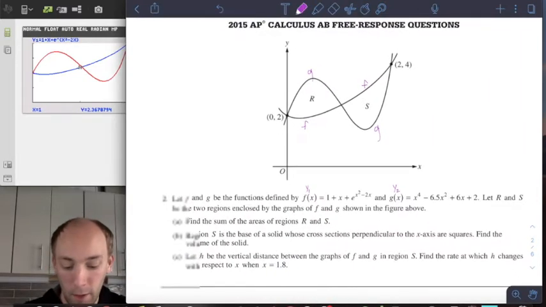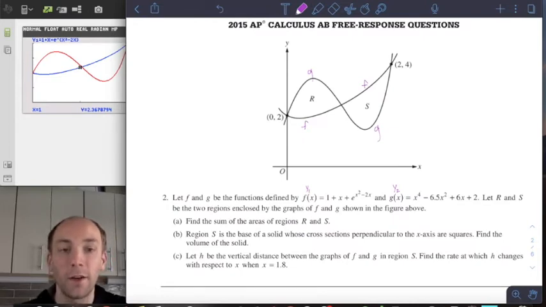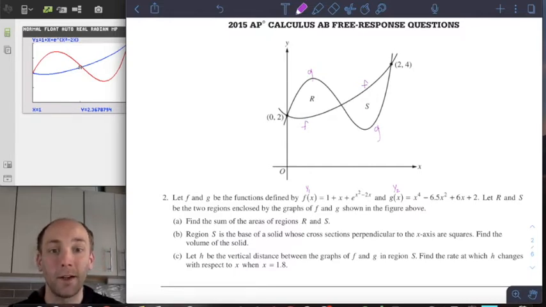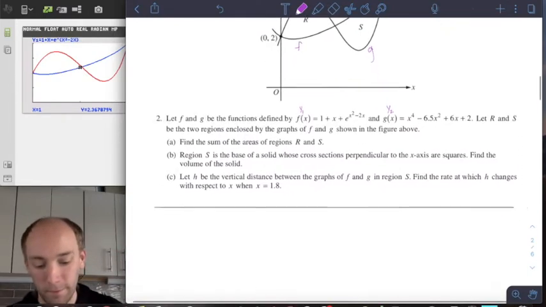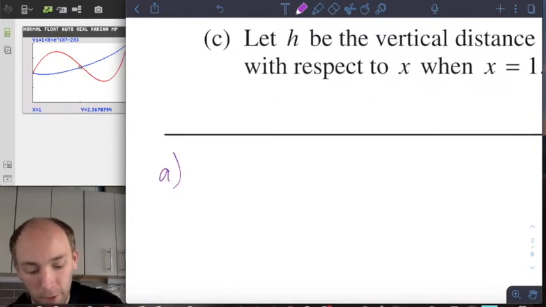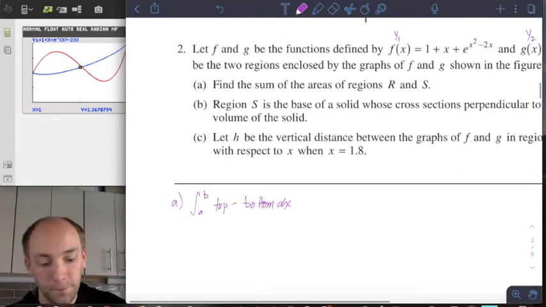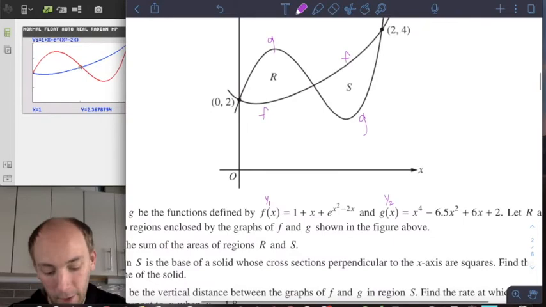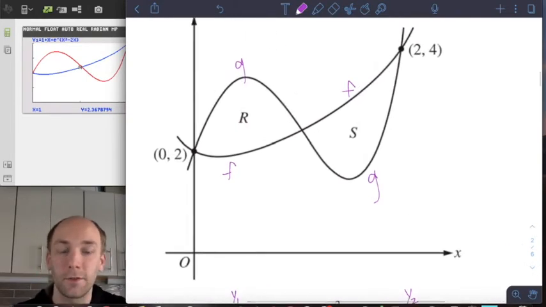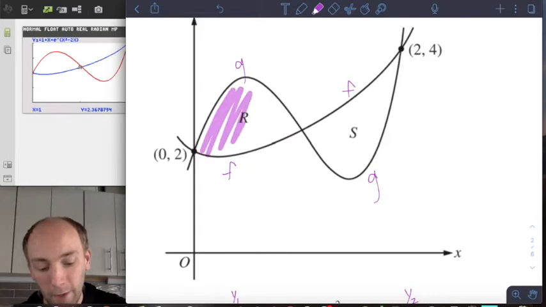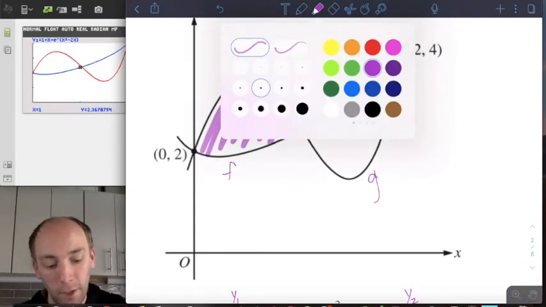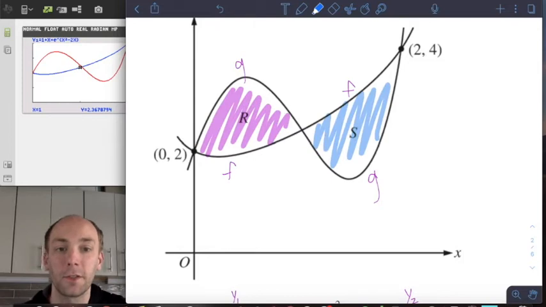All right, so in part A, find the sum of the areas of regions R and S. To find the area between two curves, we take the integral of the top minus the bottom. So for part A, we're going to do the integral from a to b of top minus bottom. Notice that the top function changes: on the first region, R, the top function is g, but in region S, the top function is now f.